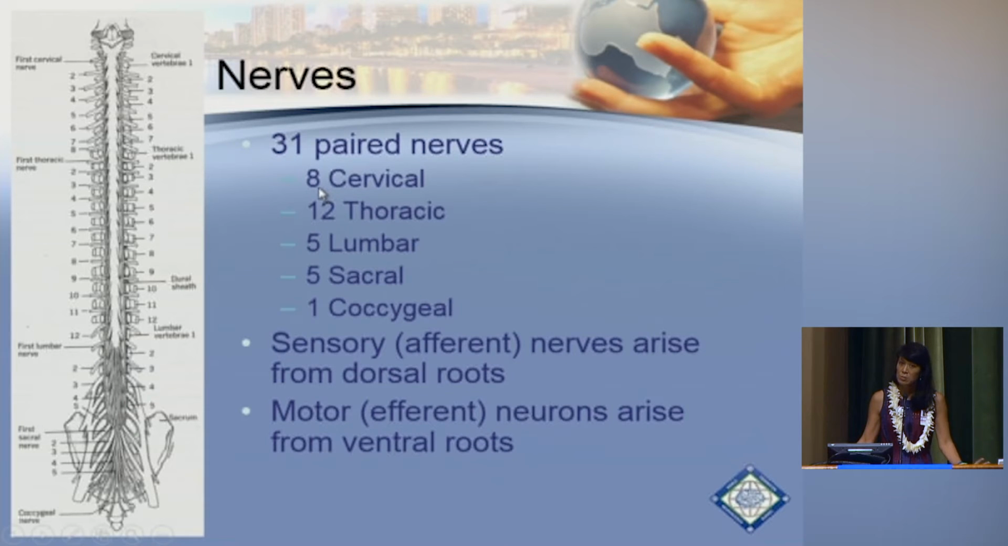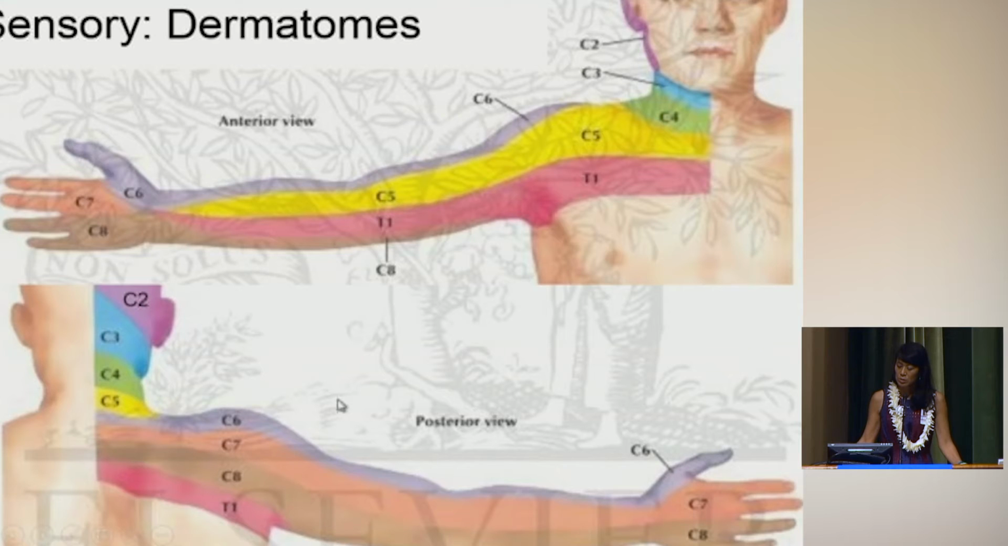And then I mentioned again the nerves. There's 7 vertebrae of the cervical spine, but there's 8 cervical levels here, and then 12 thoracic, 5 lumbar, and 5 sacral, and then the sensory as well as the motor. So one of the things hopefully you'll take away from this is your dermatomes.